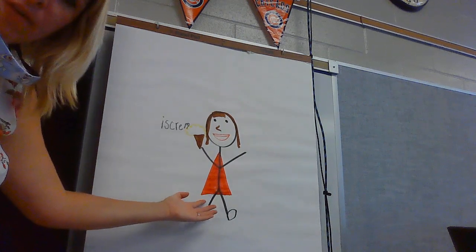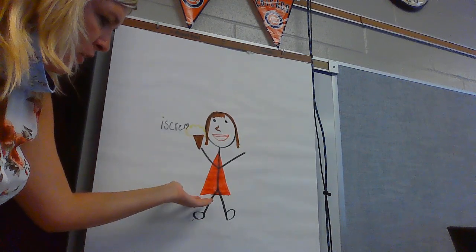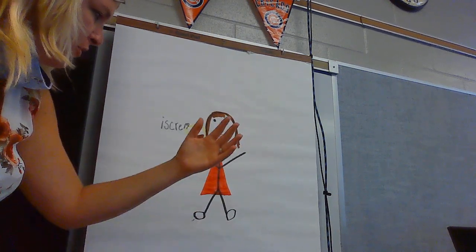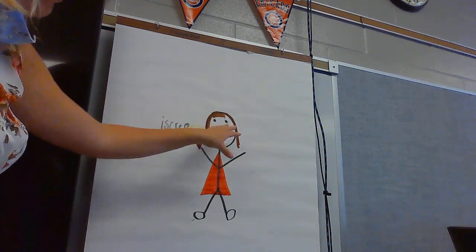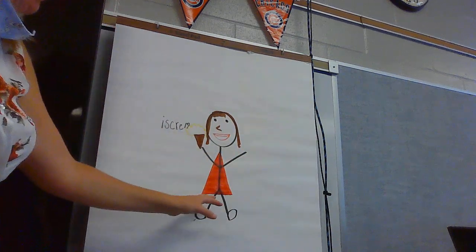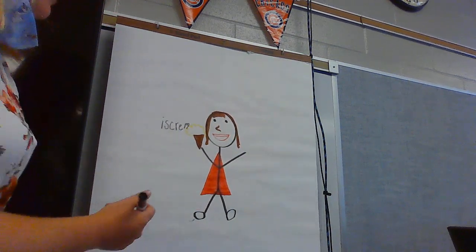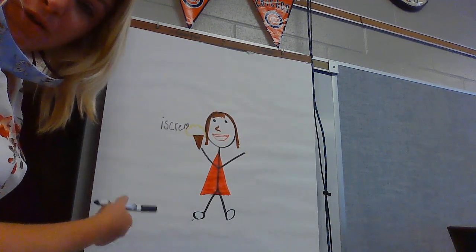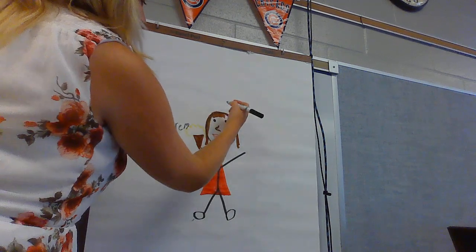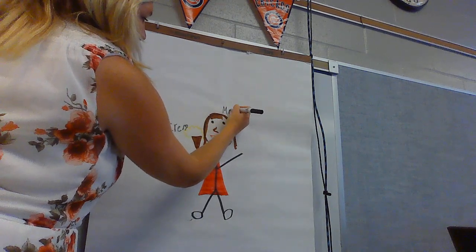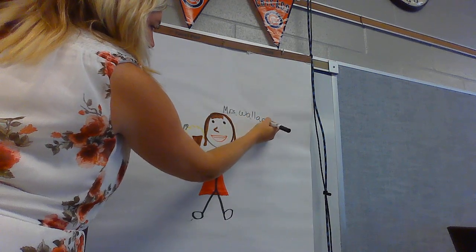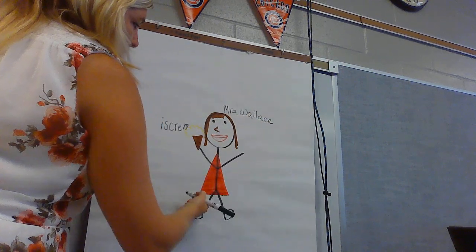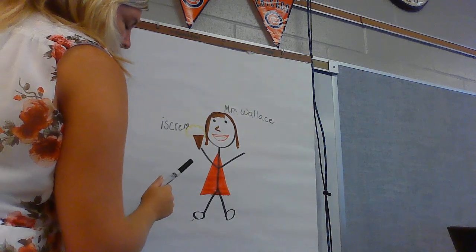this girl? Is this Mrs. Wallace? Is this one of her kids? Is this a character in a book? Okay, so I could write the name of my person. Okay, now if this is you, you could write your name. So I'm going to write my name because it's me, Mrs. Wallace. Okay, so that is a label that helps me.